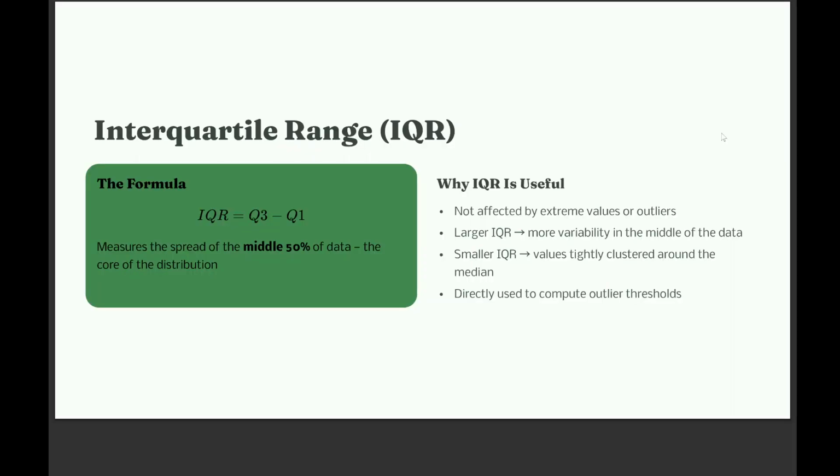So the interquartile range, this is the formula: IQR is equal to Q3 minus Q1. It measures the spread of the middle 50% of data in the core distribution, so it's not affected by extreme values or outliers. A larger interquartile range means more variability in the middle data. A smaller interquartile range means the values are tightly clustered around the median, and they are directly used to compute outlier thresholds. All right.